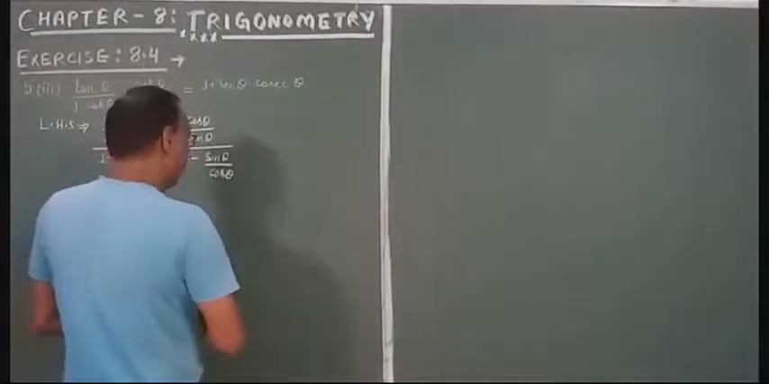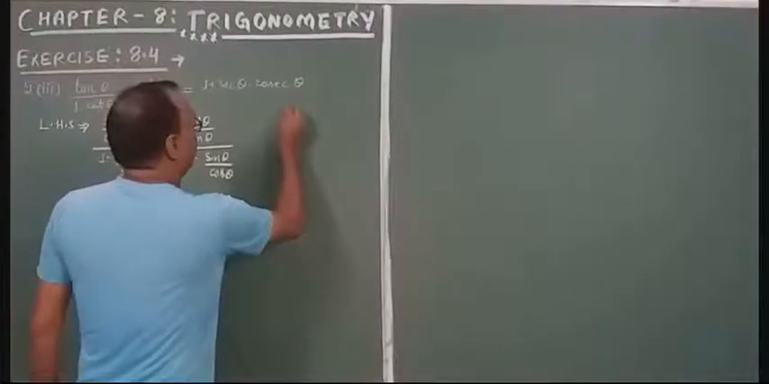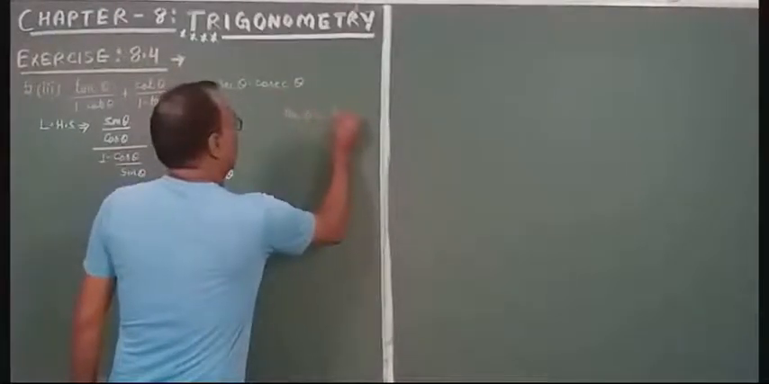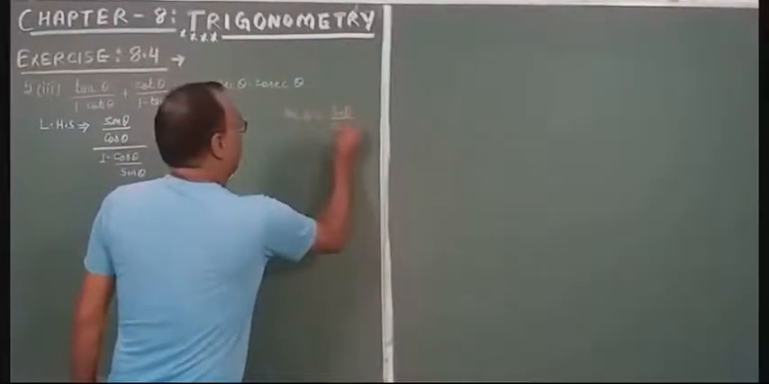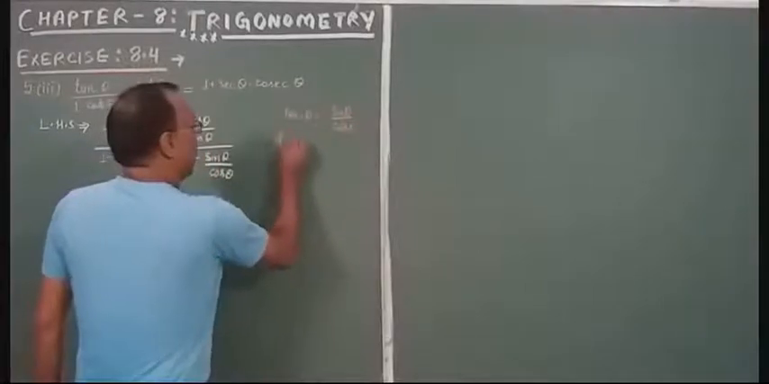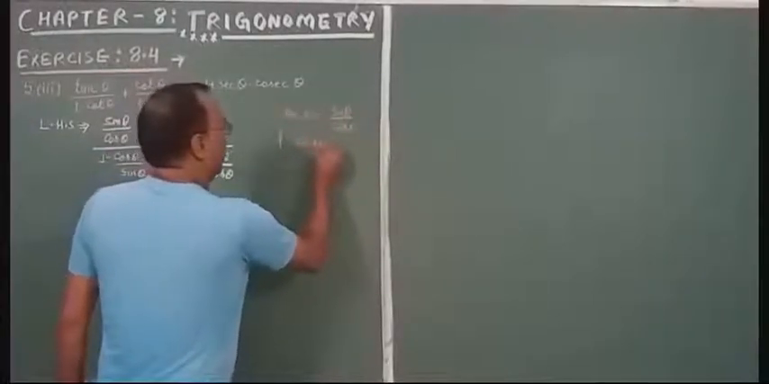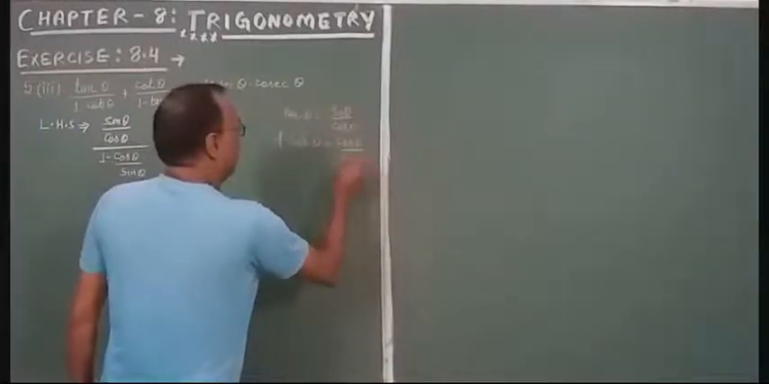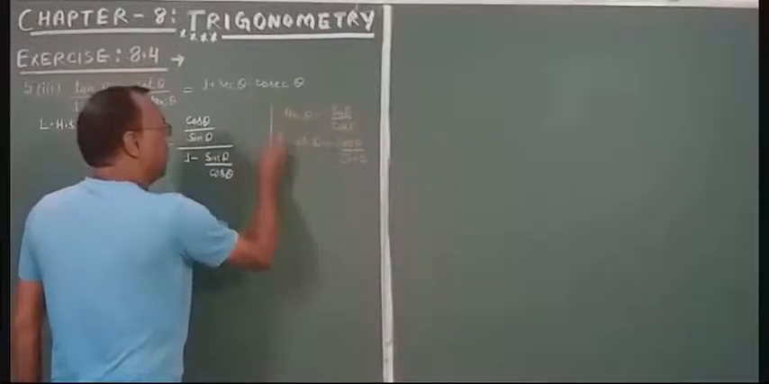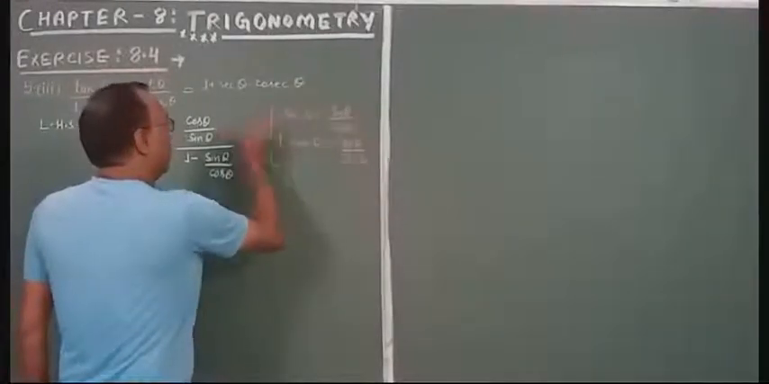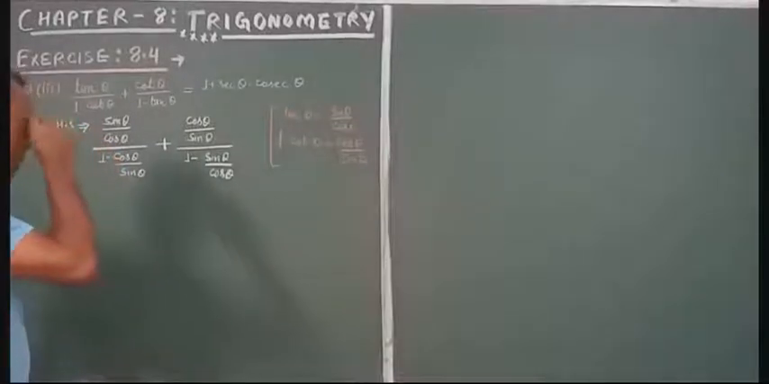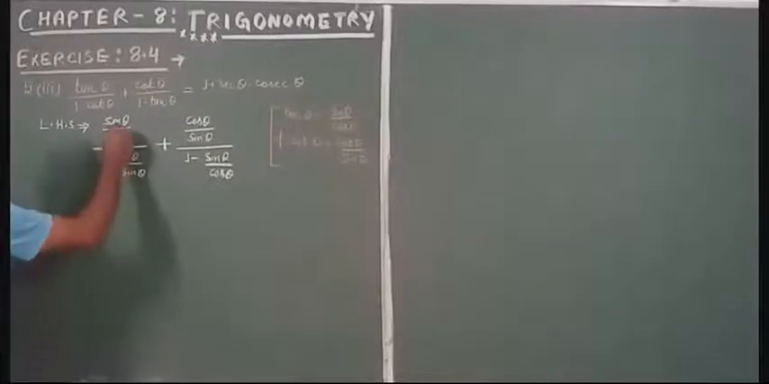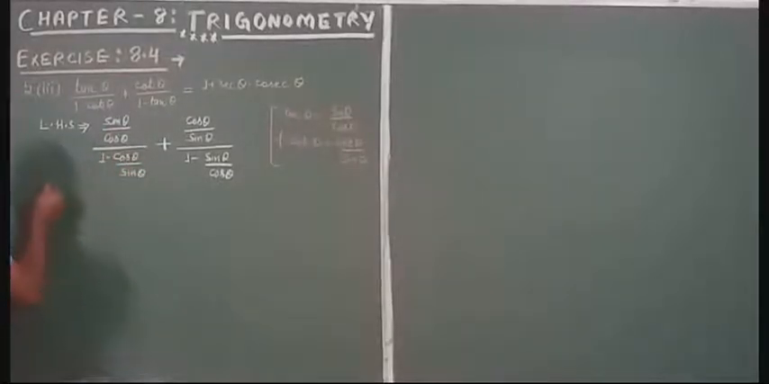What formula are we using here? Tan theta can be written as sin theta upon cos theta and cot theta can be written as cos theta upon sin theta. This is the formula we are using here. Now just take the LCM here. So what will we get?